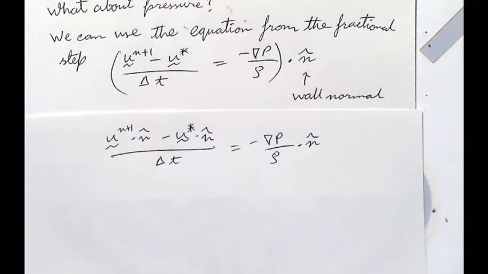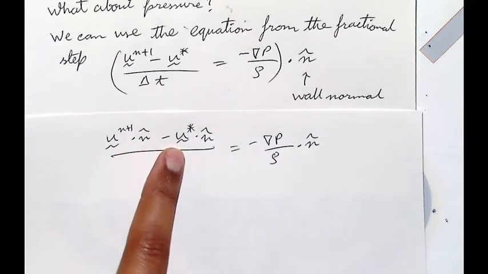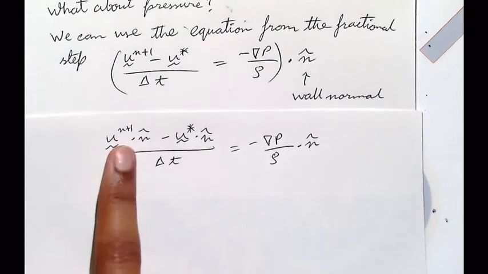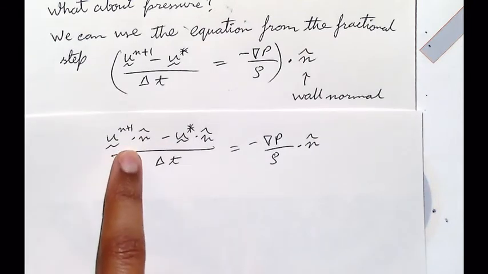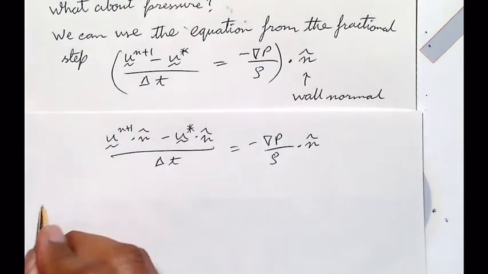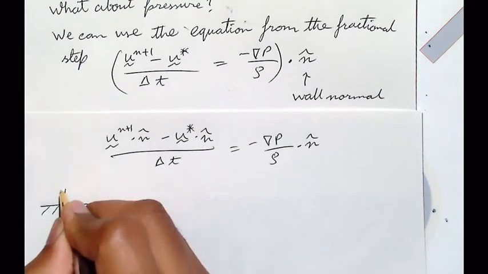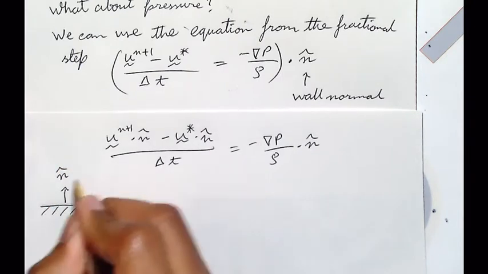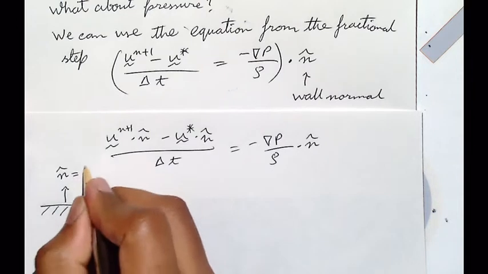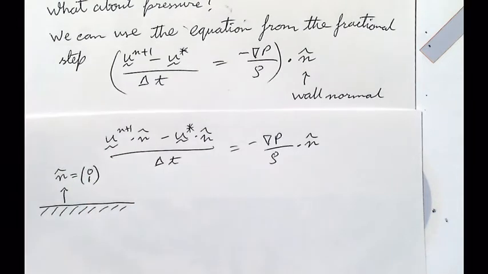Okay, so this is an intermediate solution, right? This is not a physical value. Let's first take the physical value. U at n plus 1 dot n has to be 0. If you're confused about n, if I have a wall that is horizontal, this is n, the normal vector. It would just be a 0, 1, right?